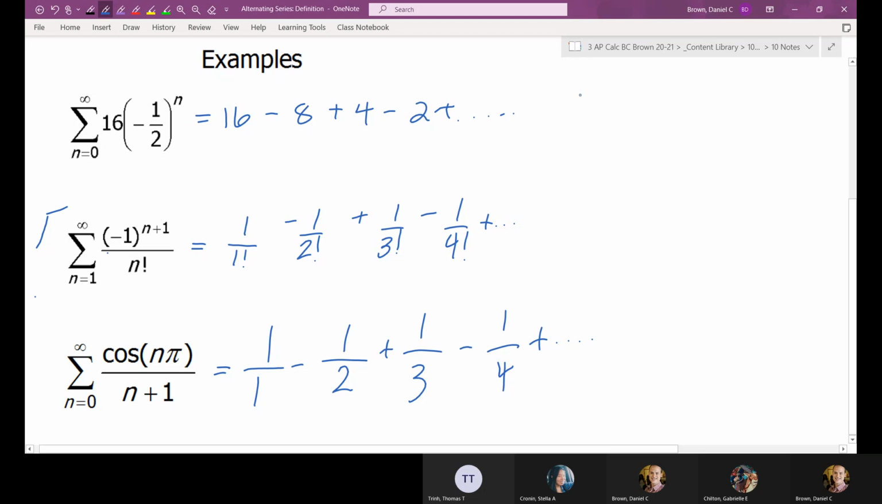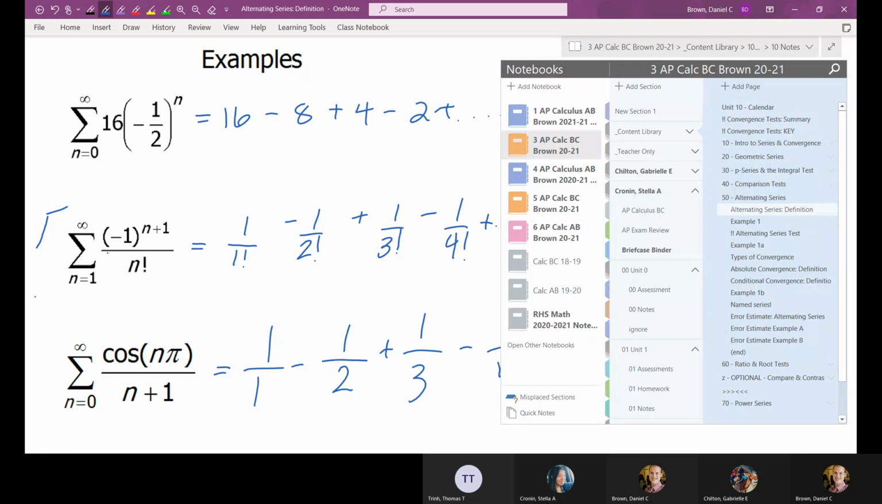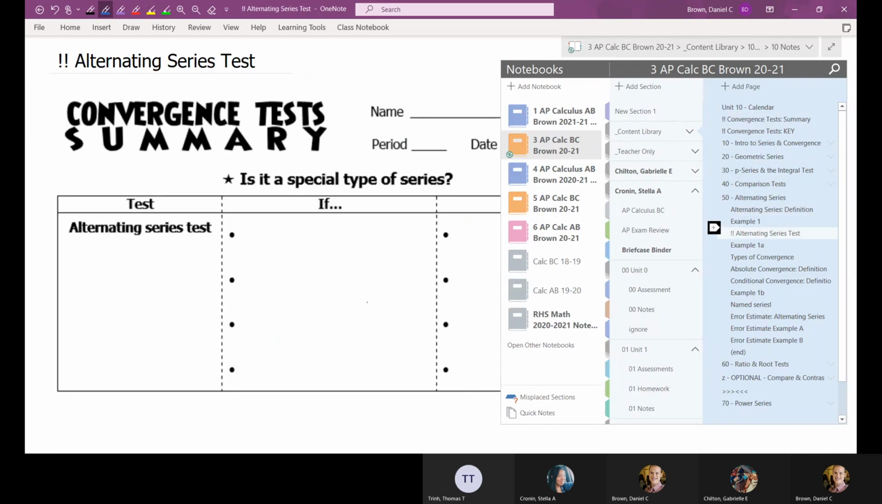So this one I would definitely use the absolute value of r is equal to 1/2, which is less than 1, so it converges by the geometric series test. But technically for all 3, we could also use what's going to be called the alternating series test. And what is that alternating series test? I'm going to go ahead and just give it to you, so I'm going to skip ahead in my notes.